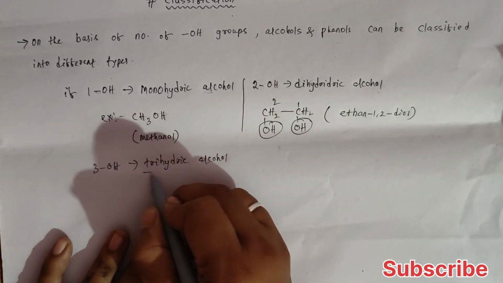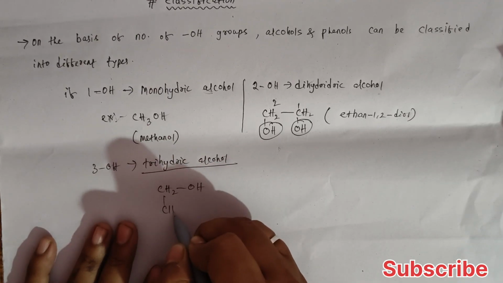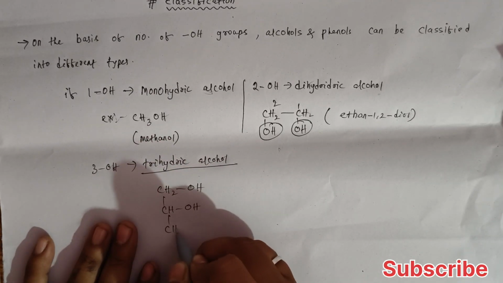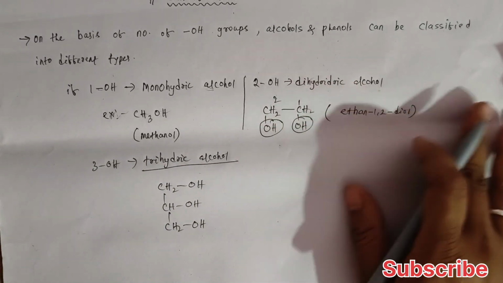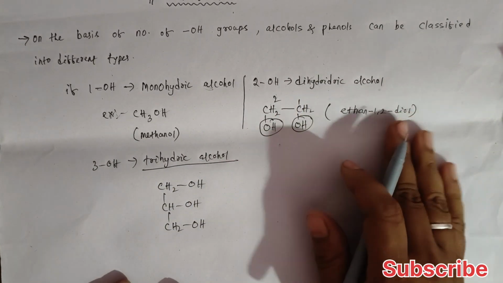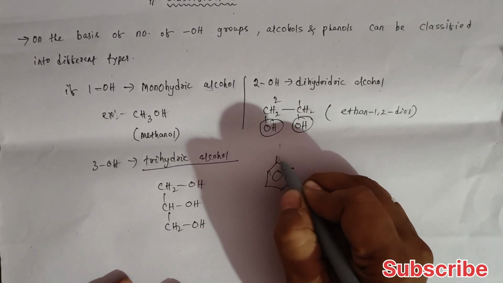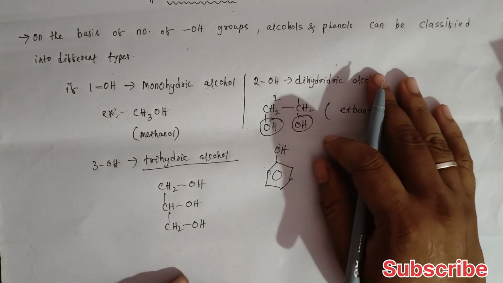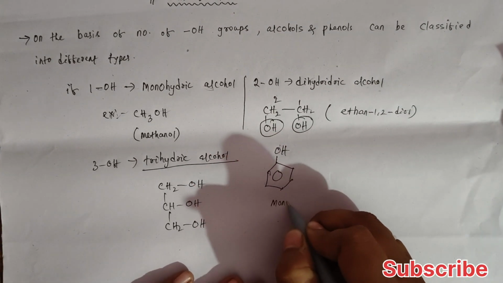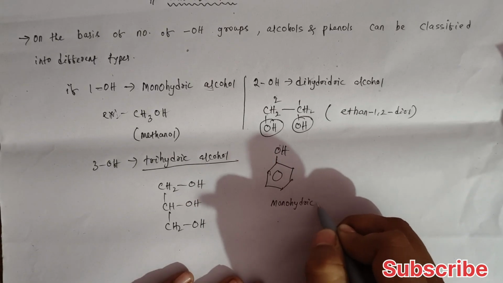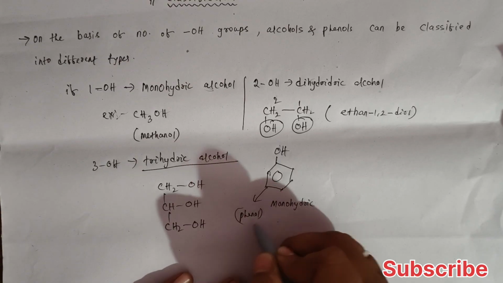Let us take an example of a trihydric alcohol: CH2OH, then CHOH, then another CH2OH. This is our example of a trihydric alcohol. Like this, phenols can be divided into different types. If any phenol contains one OH, that is called a monohydric phenol. Here it contains only one. This formula is actually called phenol, and it is monohydric.